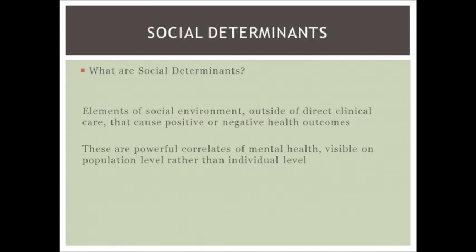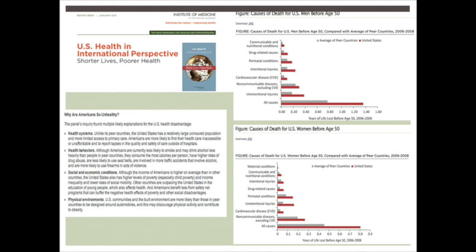So what are social determinants? My guess is that many of you in the room are familiar with the concept of social determinants of health. I'm going to lay out one definition: elements of the social environment outside of direct clinical care, outside of the doctor-patient encounter, that cause positive or negative health outcomes. These are really powerful correlates of mental health, and also physical health. They're visible on the population level, much easier to see when you compare populations than when you look at individual cases. Although when you're taking care of an individual patient, if you dig enough and get a history from them, understand their context, you can see evidence of structures and how they impinge on care and outcomes.